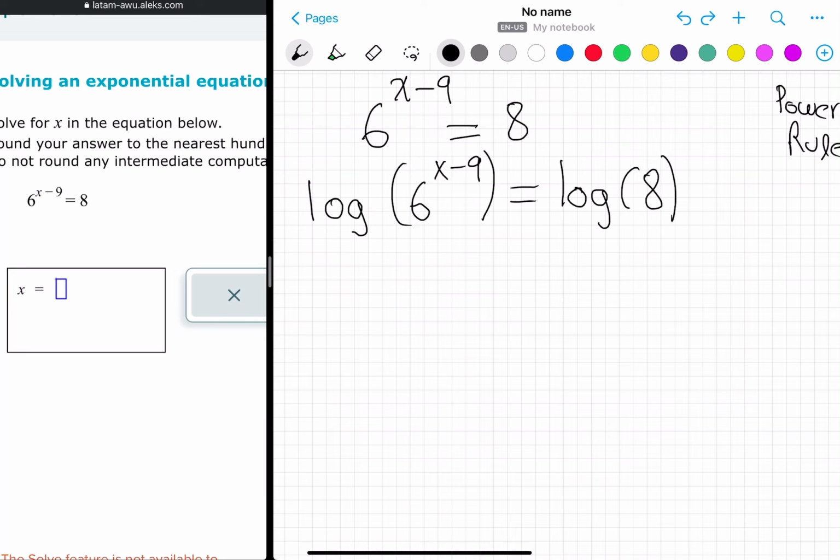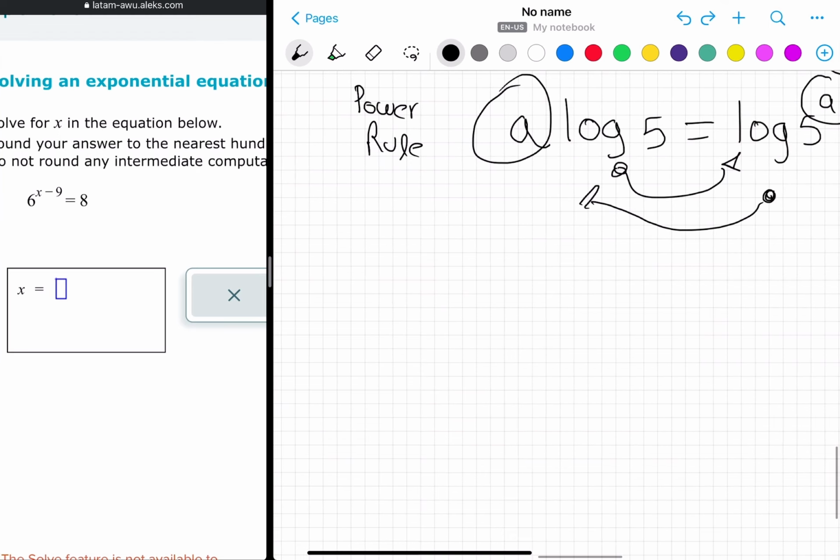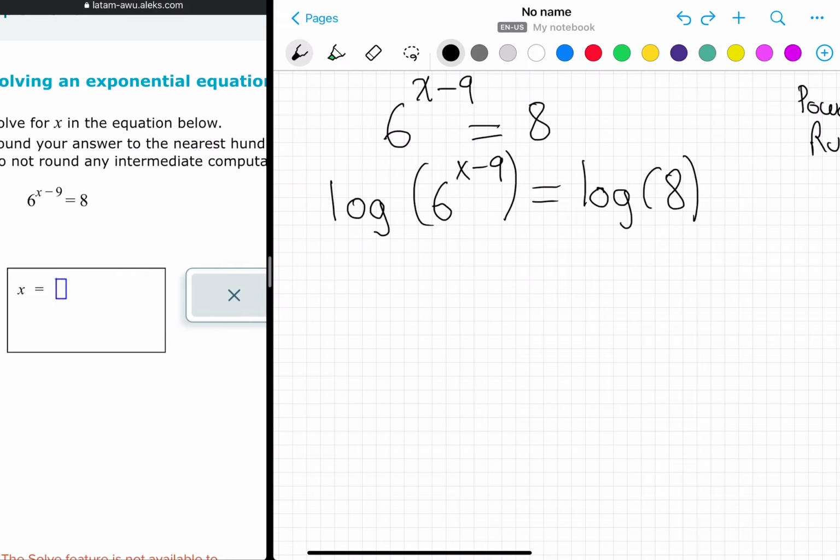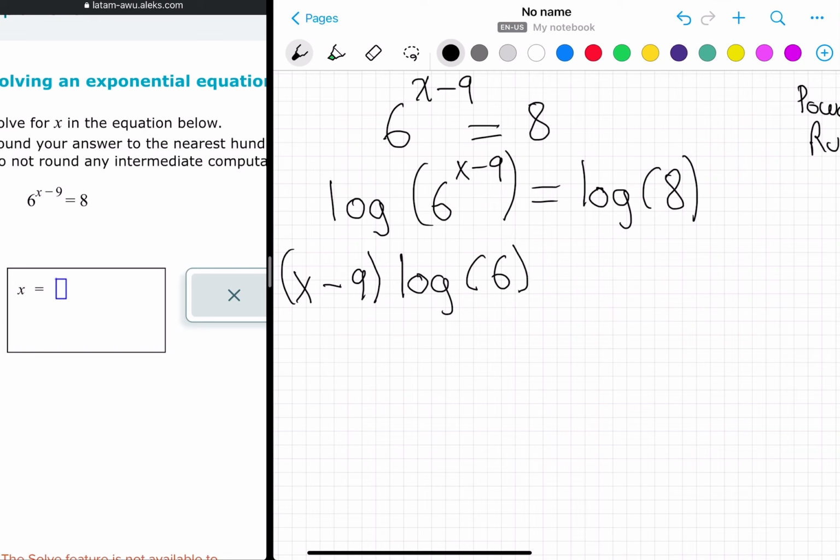Now that I have this, I can go and apply this power rule. The power rule will allow me to take this exponent here, and I will just do that. So I will have x minus 9 multiplying the logarithm of 6. All I did was apply the power rule. And on the right side, well, I am doing nothing, so it will just remain like that.